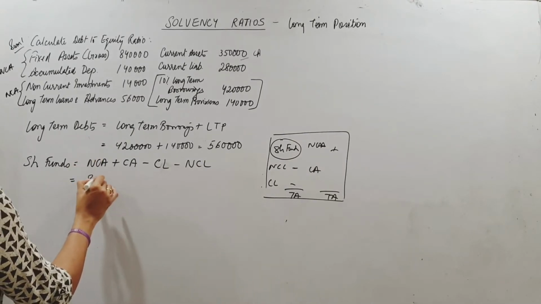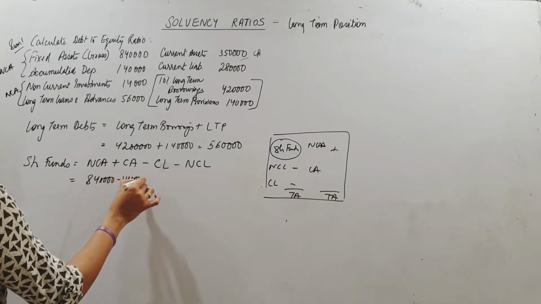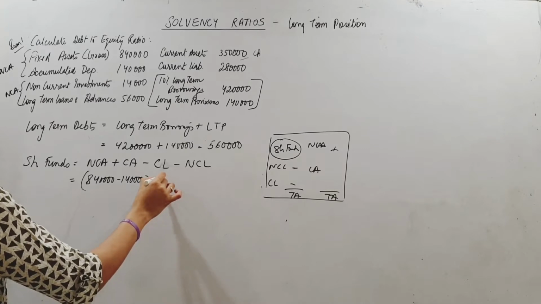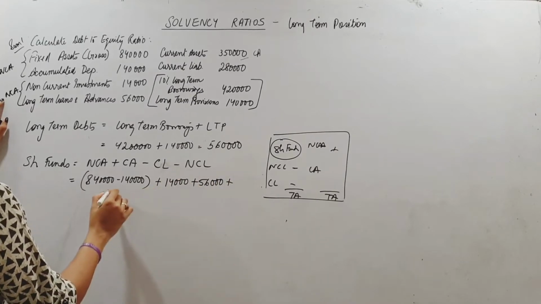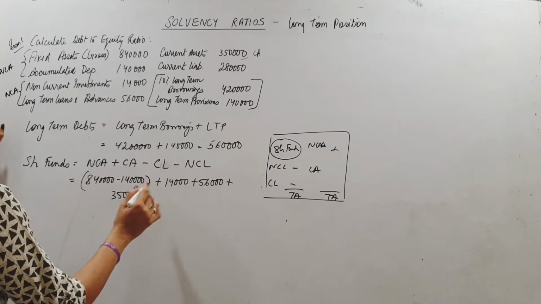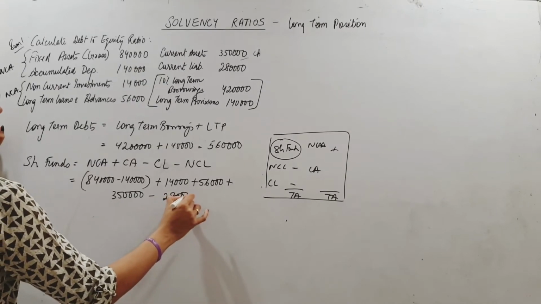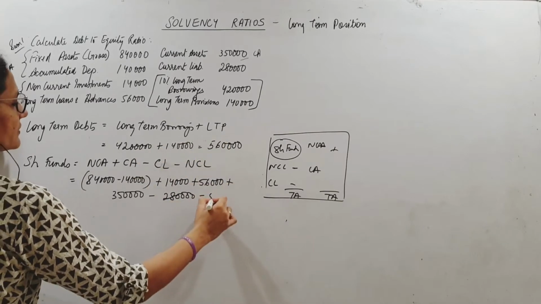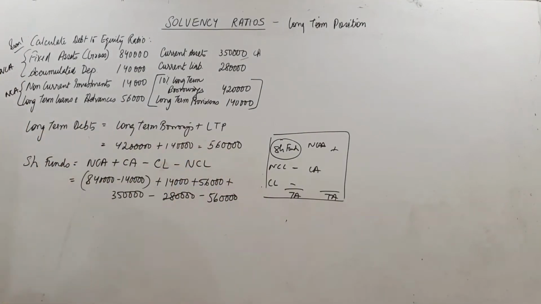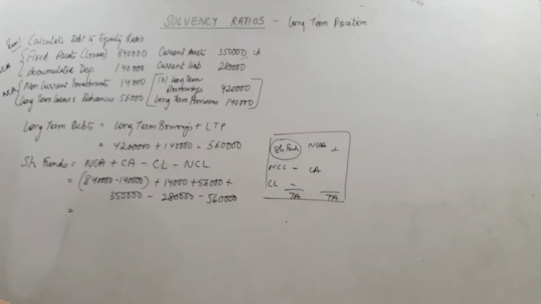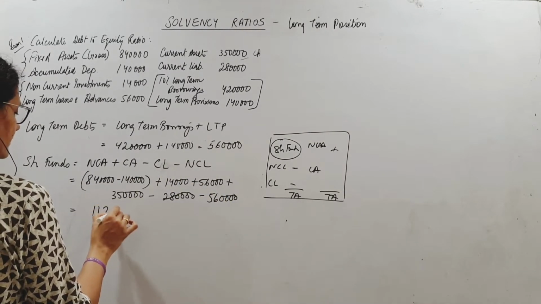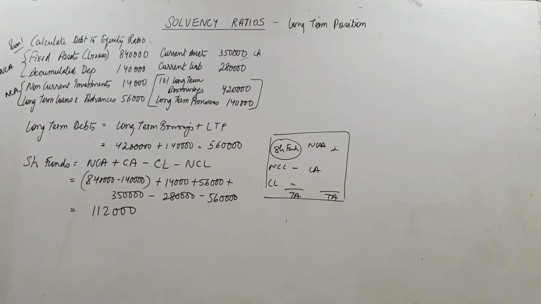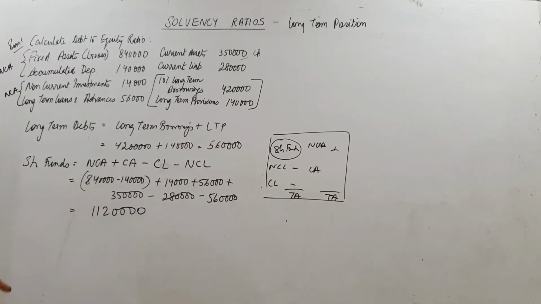Non-current assets, if we add 8,40,000 minus 1,40,000, ये हो गया 7 lakh plus 14,000 plus 56,000 plus 70,000 plus current liabilities 3,50,000. That's it. Then minus 2,80,000 and minus the total of this 5,60,000. 5,60,000 क्या है? Long-term debts. So how much is it coming to? It comes to 11,20,000. Yes, 11,20,000 is my shareholders' funds, if I am not wrong.